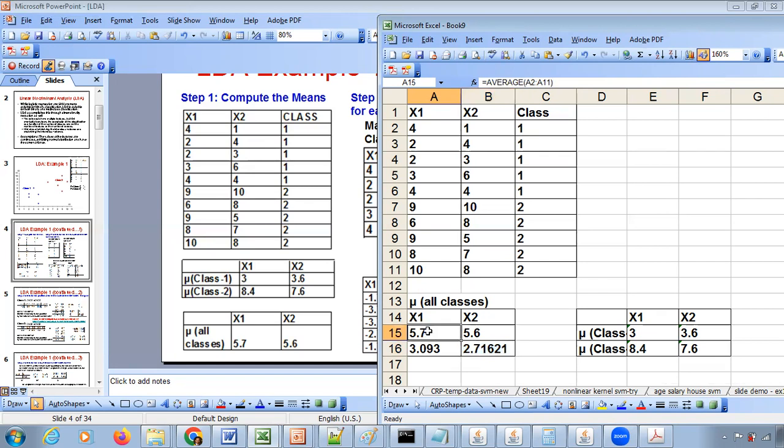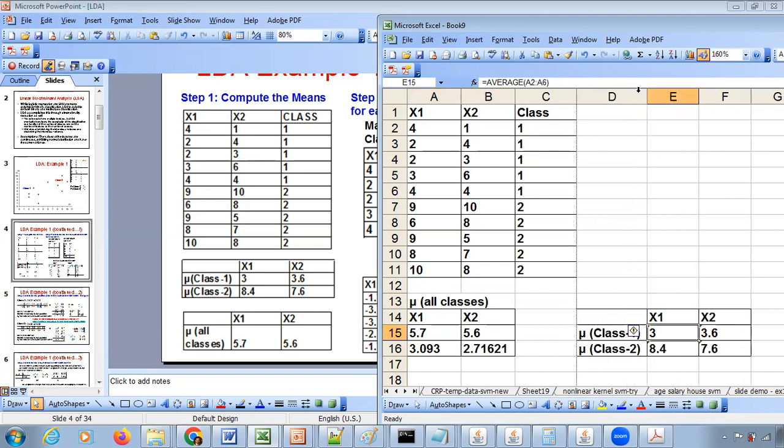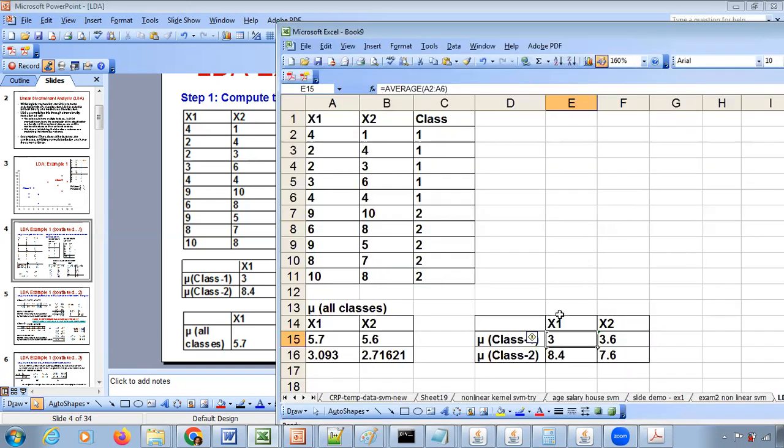Now, the mean of X1 is what we are interested in. The mean of X1 across all the classes, from A2 to A11, comes out to be 5.7. The mean of X2, from B2 to B11, is 5.6. Then we will also compute the mean for each class.